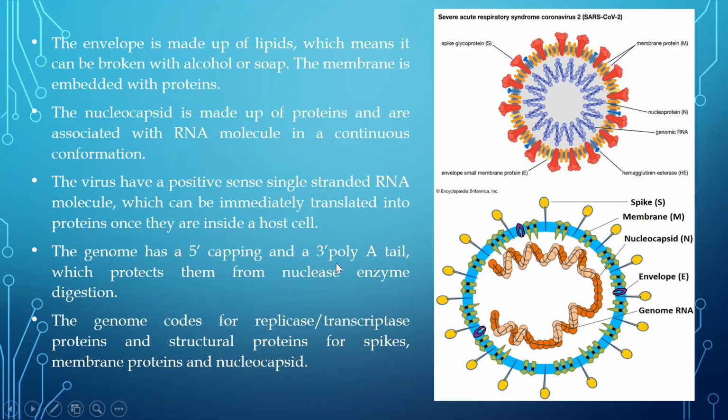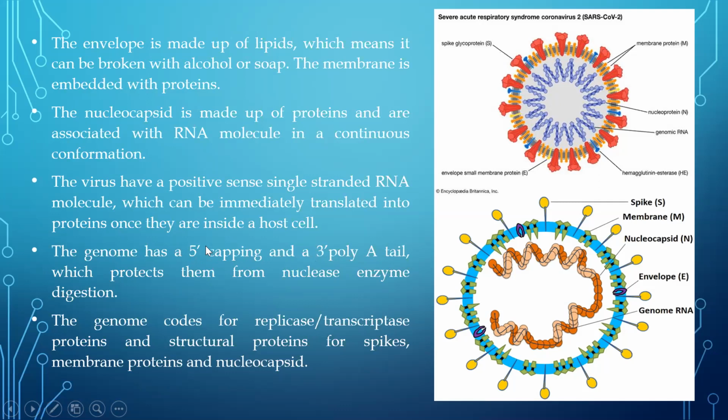So it is called as poly-A tail. Poly means many, right? So many adenine residues are added at the 3' side, forming a tail. So that is called as the poly-A tail. So you have a poly-A tail in the 3' side, and you have a capping at the 5' side of the RNA molecule of coronavirus.